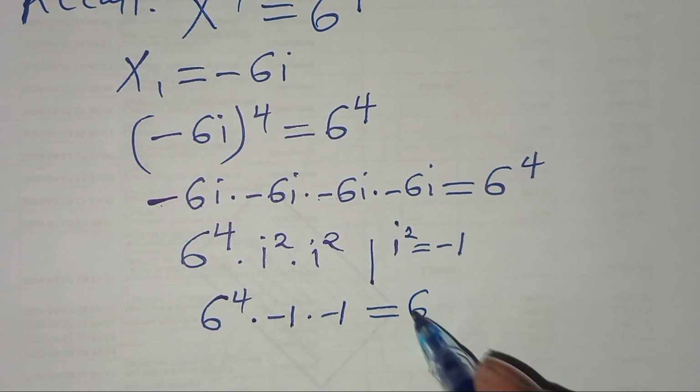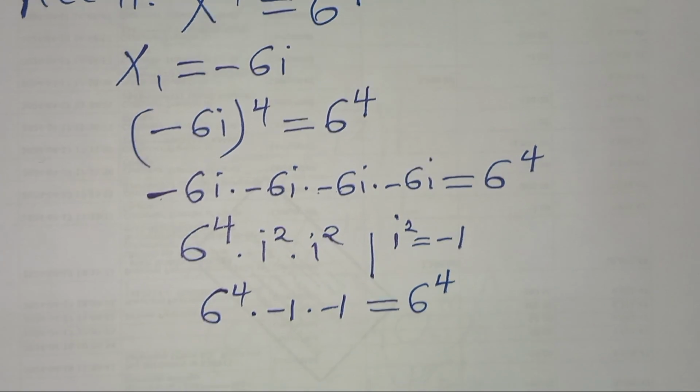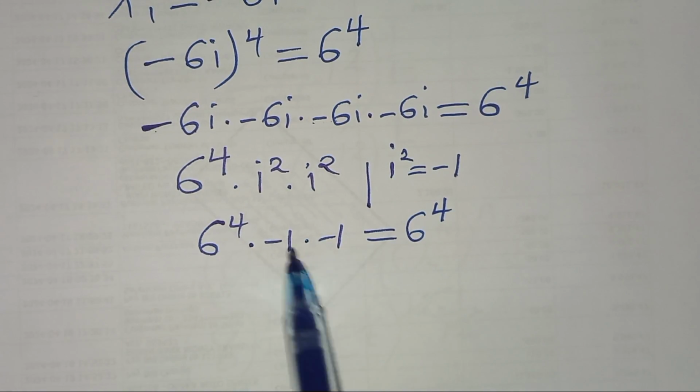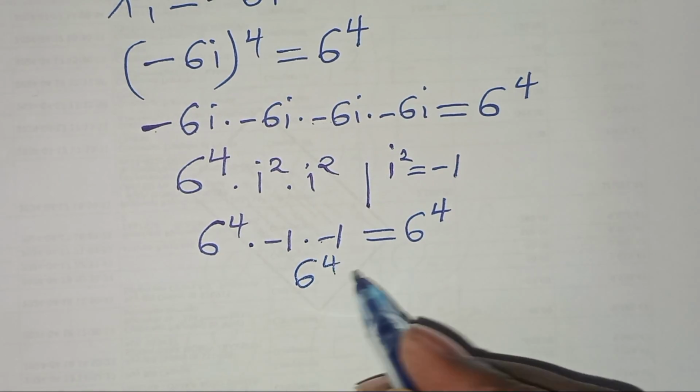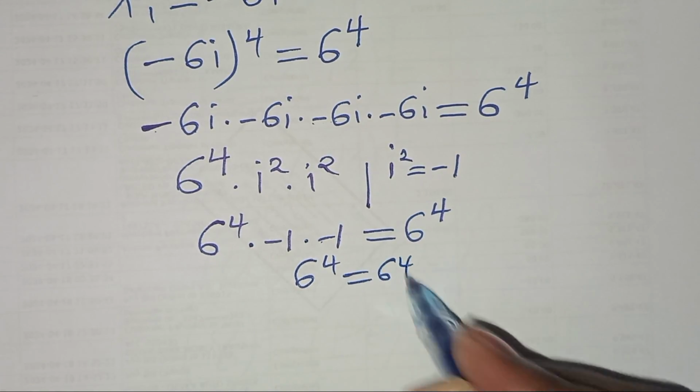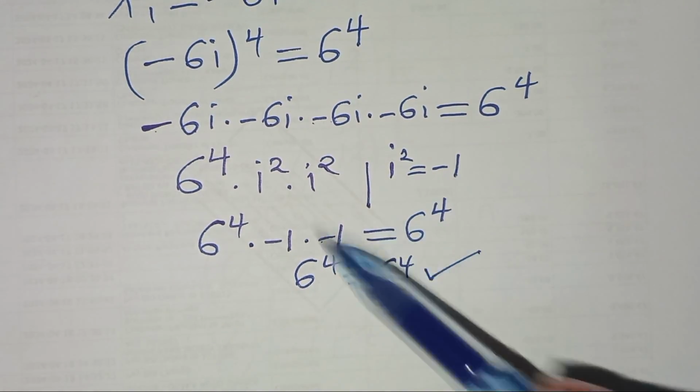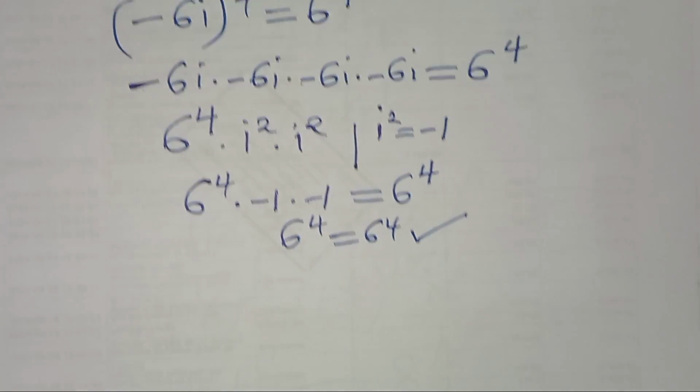This is equal to 6 to power 4. So −1 times −1 is positive 1. And therefore, 6 to power 4 is equal to 6 to power 4. So x1 satisfies the equation.